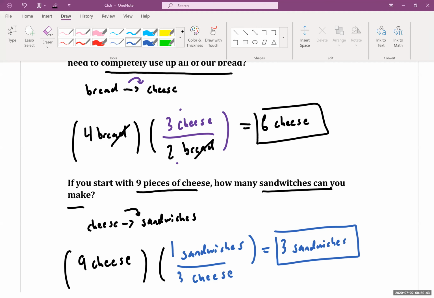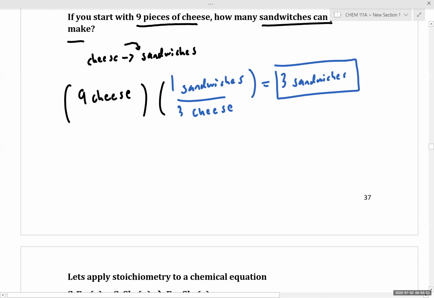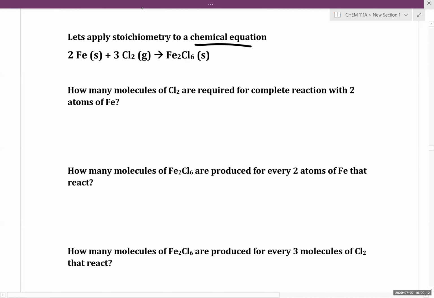Okay, so we can also convert between moles or particles or the amount of a reactant and the amount of a product. Now, it may appear like we're suddenly shifting gears and tackling an entirely unrelated equation, but let's pay attention to what we've talked about, and let's try to apply stoichiometry to a chemical equation that is related to our bread and cheese example.